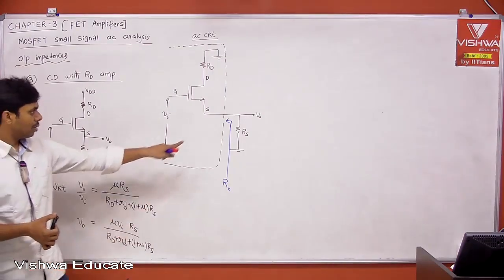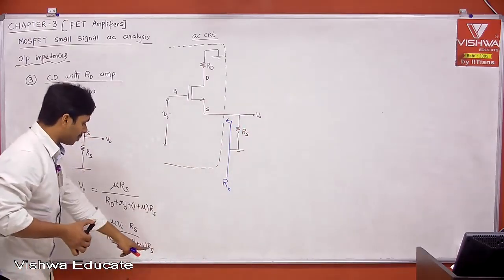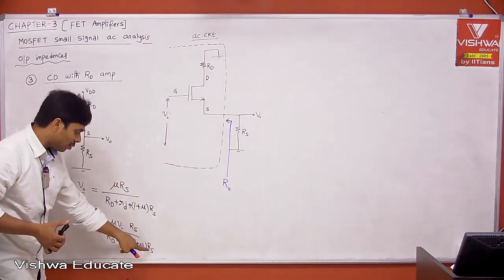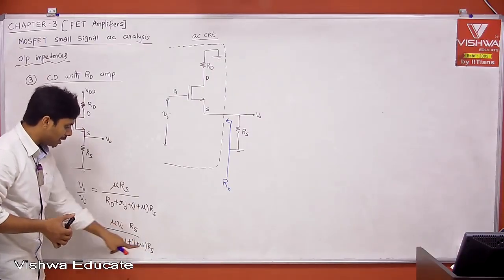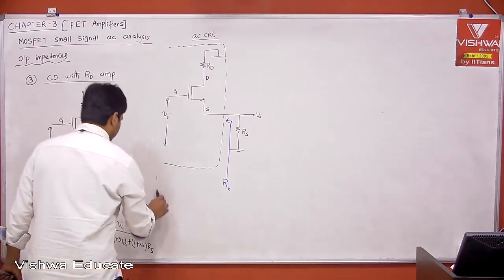But Rs is my load. I want to exclude the load and I want to find V0 with respect to Rs only. Therefore, I want to separate Rs in the denominator. Then what to do? To get only Rs, can I divide both numerator and denominator by 1 plus mu? Then this term will become only Rs. Okay?